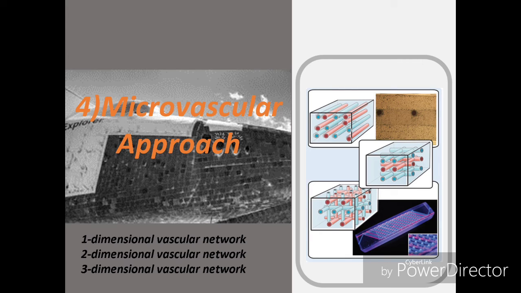There are three types of vascular network. As we can see, there are one-dimensional vascular network, two-dimensional vascular network, and three-dimensional vascular network. The advantage of having the two-dimensional and three-dimensional network is that the network are a branched network, which means it can repair repeatedly even if the damage happened at the same spot again.